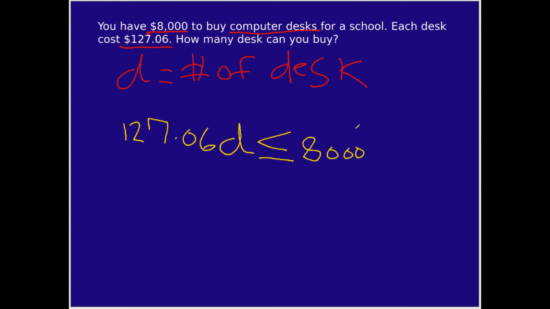Because you can't buy, say, half a desk. You must buy the whole thing. So whatever number that we ultimately get, we have to round it down to the total number of whole, complete desks that we can get.